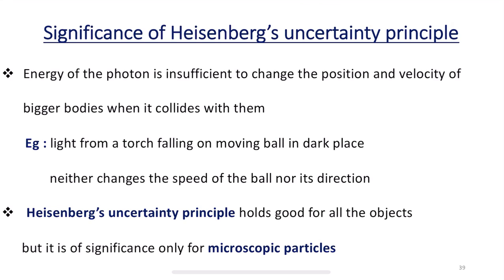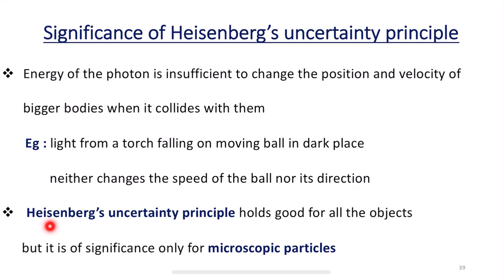For example, the light from a torch falling on a moving ball in a dark place neither changes the speed of the ball nor its direction. So this is quite experimental and also clear that this principle is significant only for microscopic particles. The energy of the photon is insufficient to change the position and velocity of bigger bodies when it collides with them. Just like the example I gave, light from a torch falling on a moving ball in a dark place neither changes the speed of the ball nor its direction.